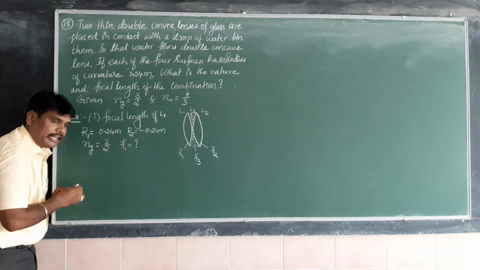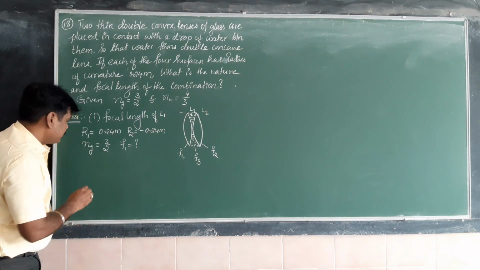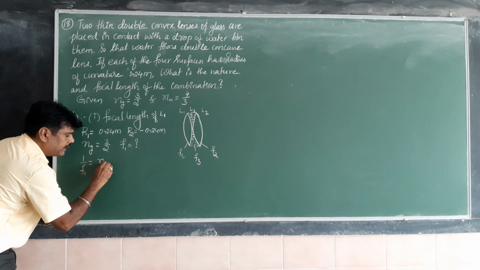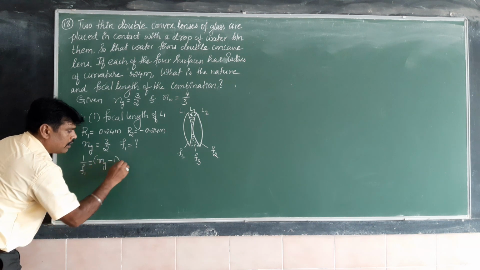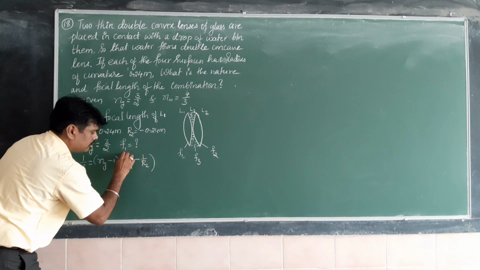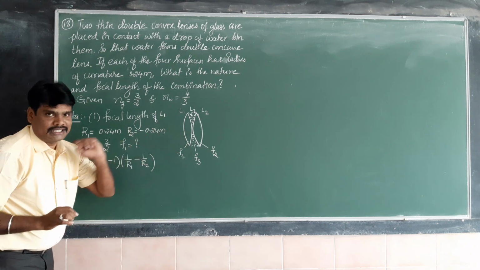To find the focal length F1, there is a formula, you know, the lens maker's formula. The lens maker's formula is 1 by F1 is equal to (Ng minus 1) times (1 by R1 minus 1 by R2). Very simple. Just substitute all the values and we will get the focal length of the first lens.